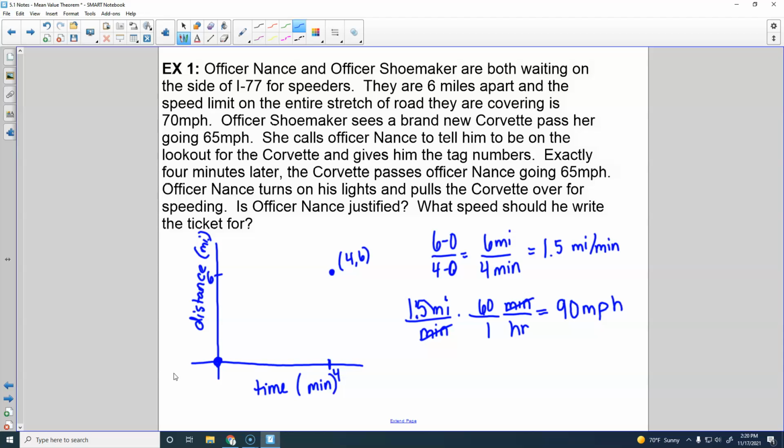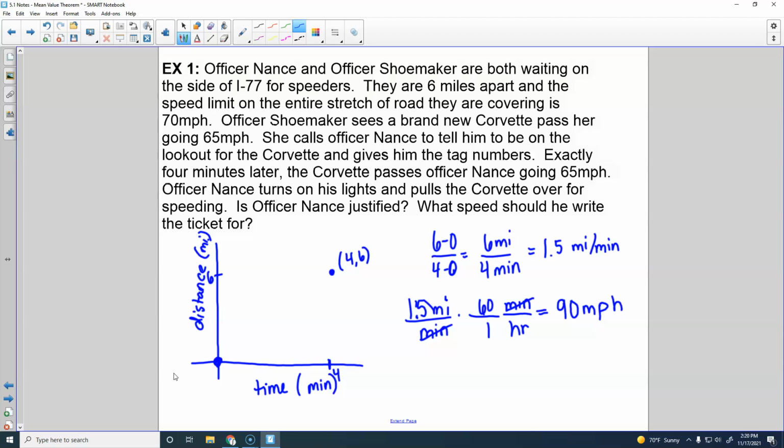So anyway, this car had to have gone at least 90 miles per hour. So assuming that they could prove everything in court, they would be totally justified in writing this person a ticket for 90 miles per hour in a 70 mile per hour zone. At least. It was definitely higher than 90 at some point.